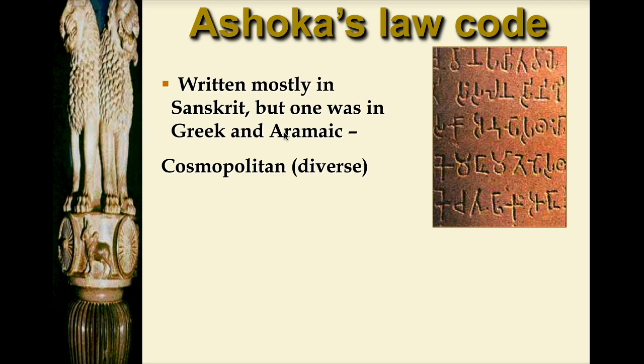Okay, so Ashoka's law code, or these pillars, are really a series of laws regarding the universe, empire, and morality. Most of them are written in Sanskrit, which is the traditional language, but one was written in Greek and one was written in Aramaic, which is a language found near the Roman Empire. It's actually the language that Jesus of Nazareth spoke.